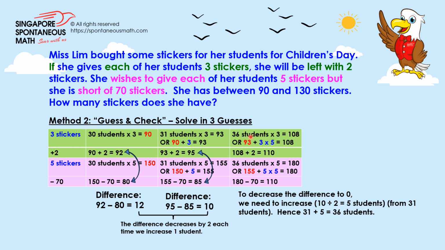So 36 students times 3 stickers is 108 stickers. 108 stickers plus 2 equals to 110 stickers. 36 students times 5 stickers each is 180 stickers. 180 stickers minus 70 stickers equals to 110 stickers. So these two are the same, so we know that our guess of 36 students is correct. So she has 110 stickers.